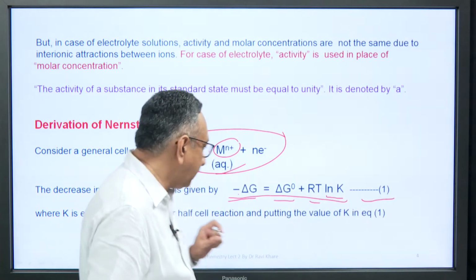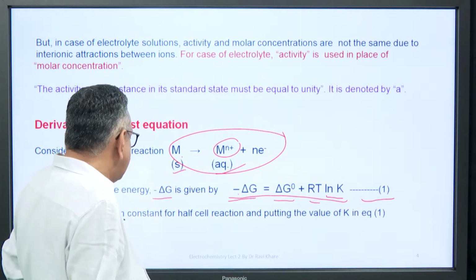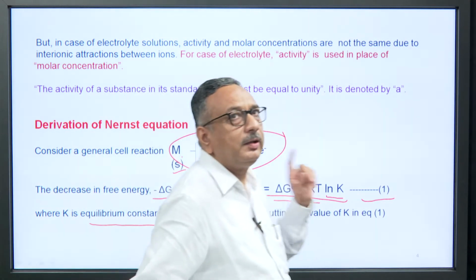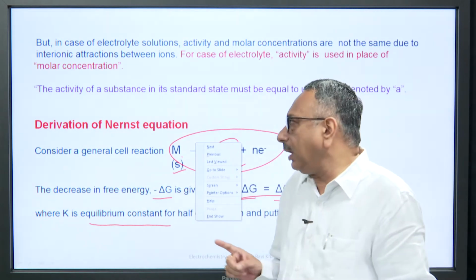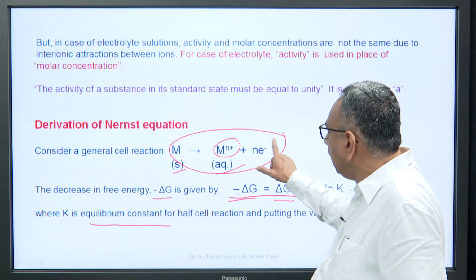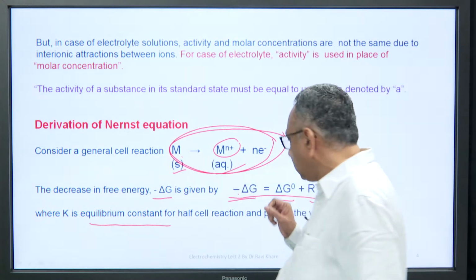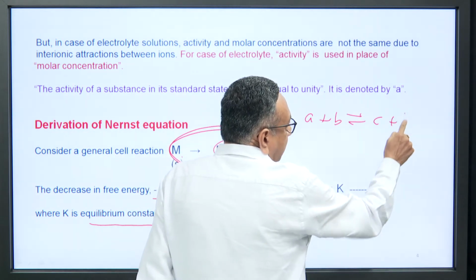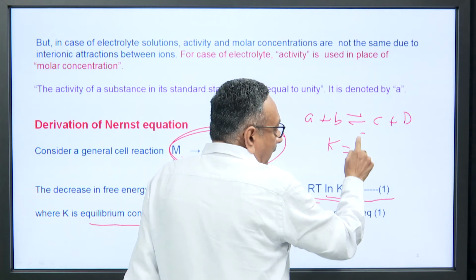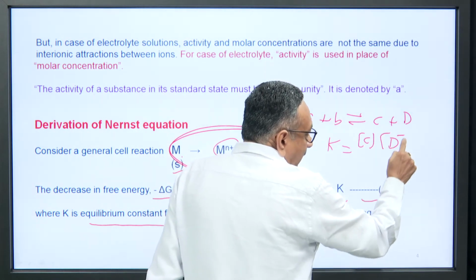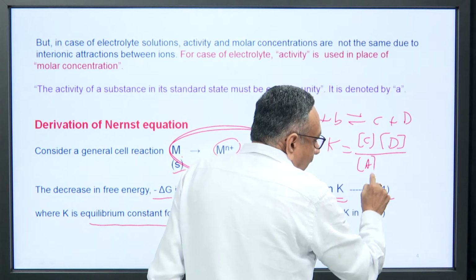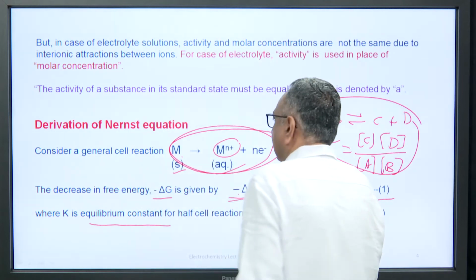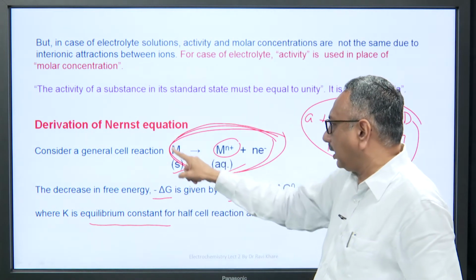Say equation number 1, where K is the equilibrium constant for the half cell reaction. Putting the value of K in equation number 1, how will you get the value of K? You will get it from this equation. Suppose you have a reaction A plus B is equal to C plus D, then you can write K is equal to active mass of C times active mass of D upon active mass of A and active mass of B. On the same pattern, we can determine the value of K for this equation.